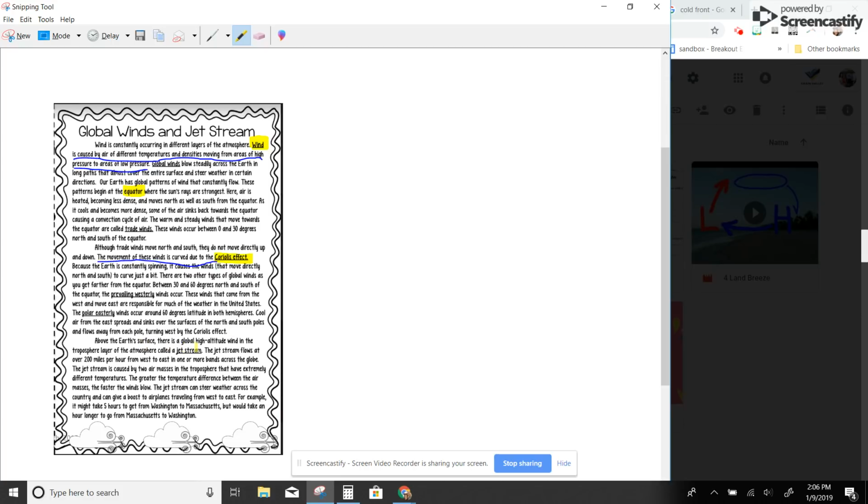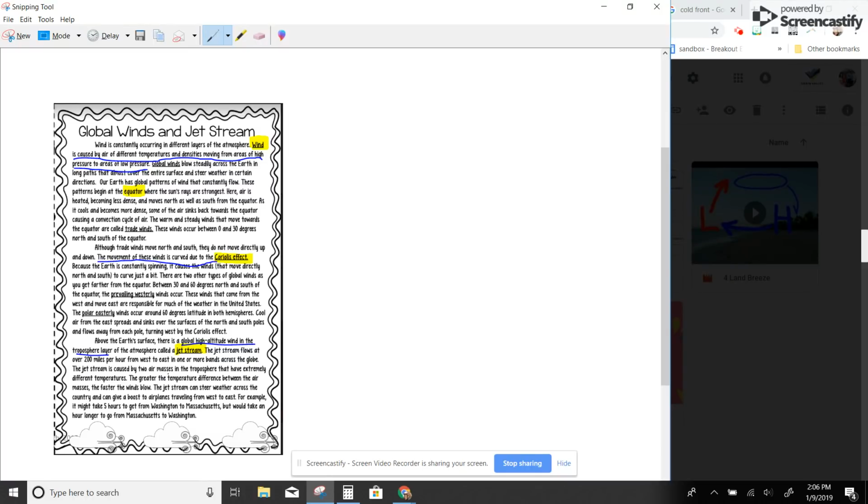Above the Earth's surface, there is a global high-altitude wind in the troposphere layer of the atmosphere called the jet stream. So we're going to highlight jet stream. Going to underline global high-altitude wind in the troposphere layer. Jet stream flows at 200 miles per hour from west to east in one or more bands across the globe.